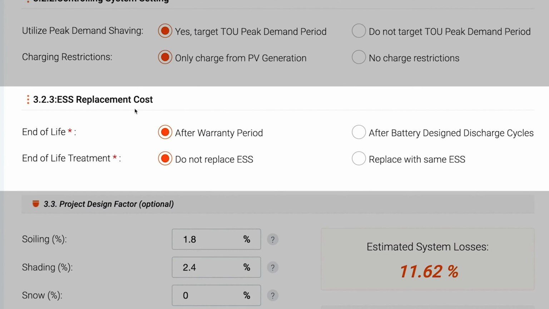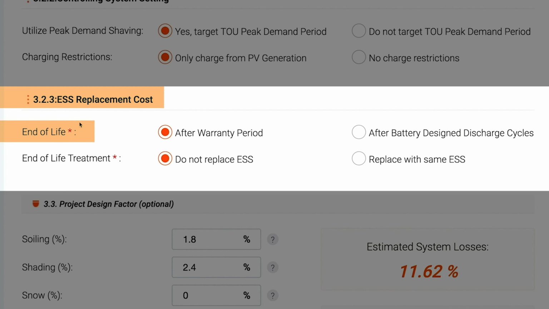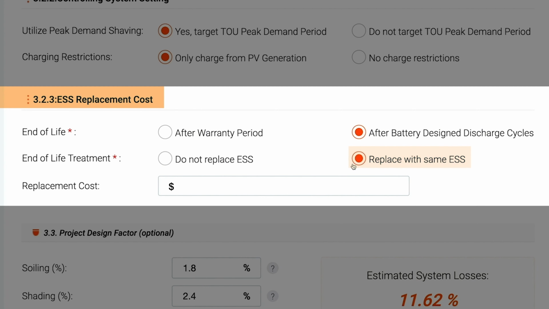Next, there's the ESS Replacement Cost. You can define the ESS end of life based on the product warranty period or design discharge cycles. Then choose End of Life Treatment. You can choose to either not replace the battery or replace it with the same ESS. This is going to affect the overall cost of the solar power system.